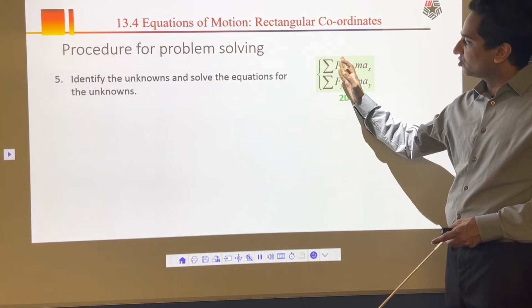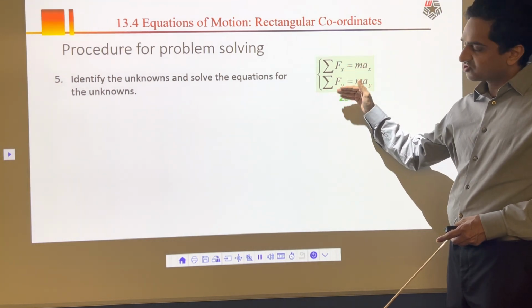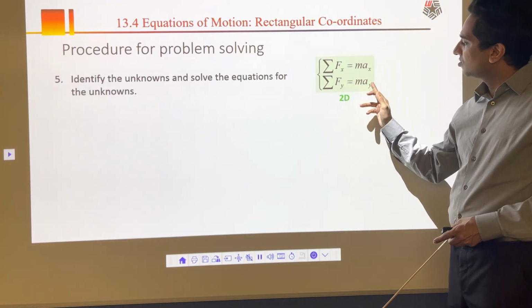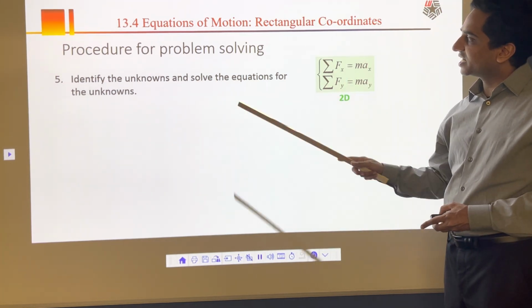So you have F1, F2, F3 is equal to m a_x. Here F1, F2, F3 is equal to m a_y. Sort that out and then find out what the acceleration is in the x or y direction, something like that. So that's the general idea.